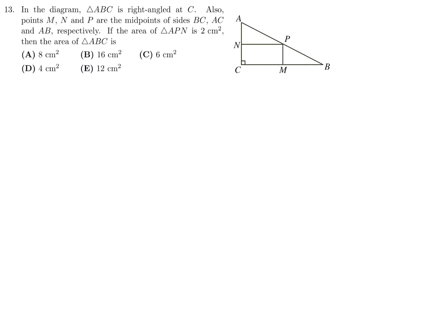In the diagram, triangle ABC is right angled at C. Also, points M, N, and P are the midpoints of sides BC, AC, and AB respectively. If the area of APN is 2, then the area of ABC is.